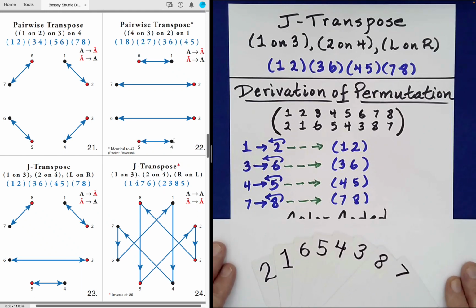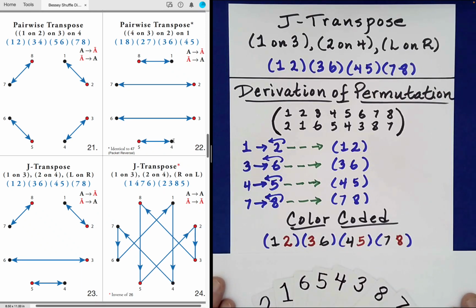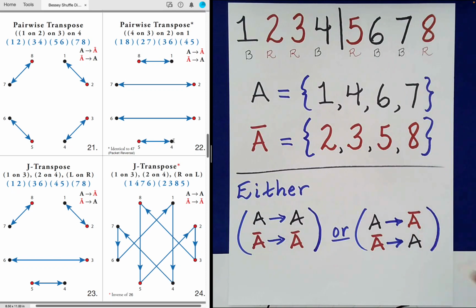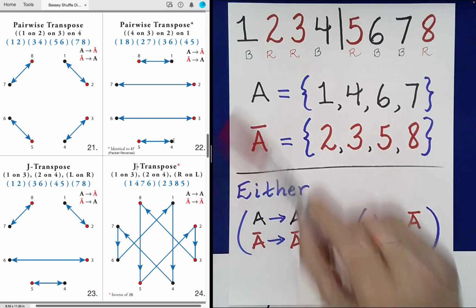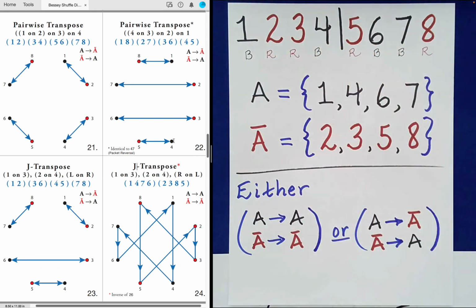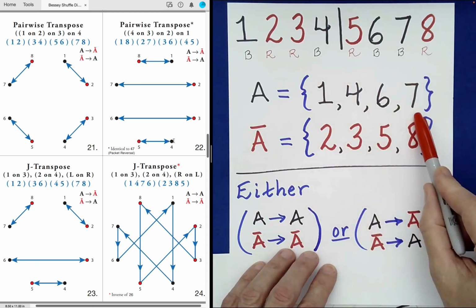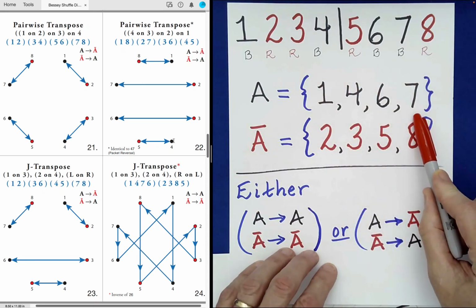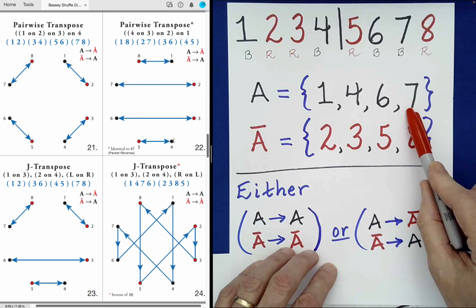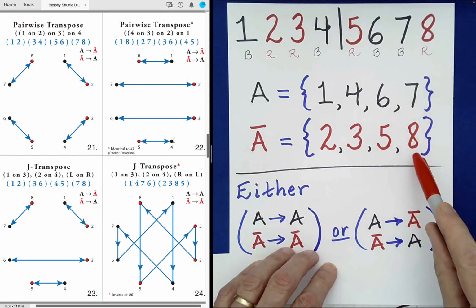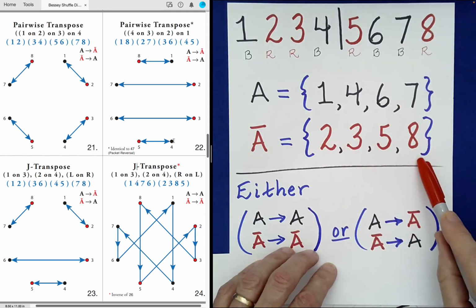Color coding the digits, we obtain the following. Recall that the color coding of the digits is as follows. Positions 1, 4, 6, 7 have been color coded black. Positions 2, 3, 5, 8 have been color coded red. This will help us keep track of whether cards in these positions stay within those positions, or is there a wholesale replacement with the cards in these positions here, 2, 3, 5, 8?